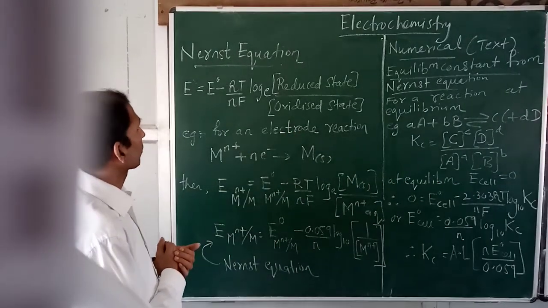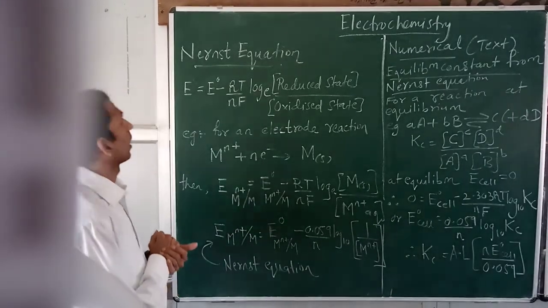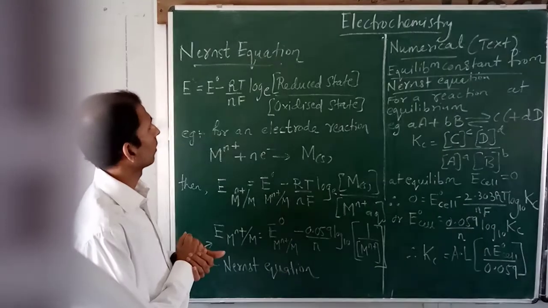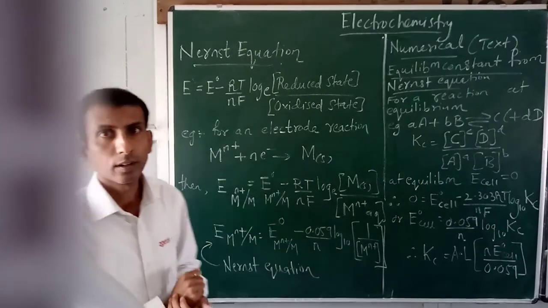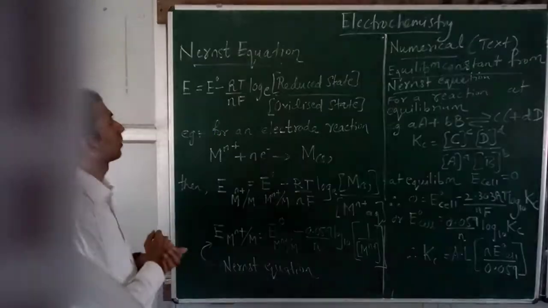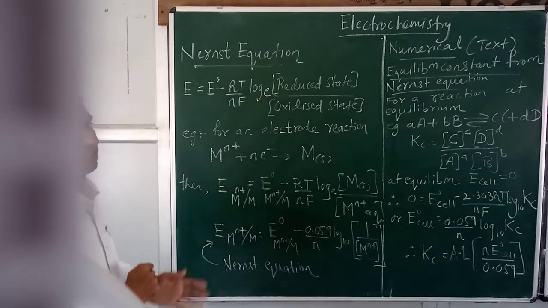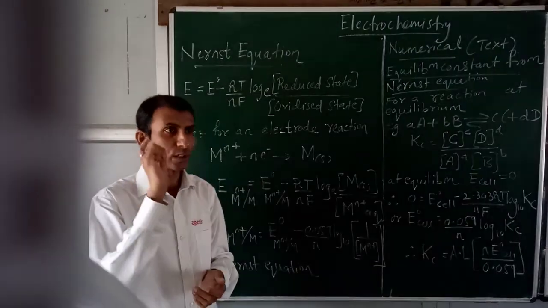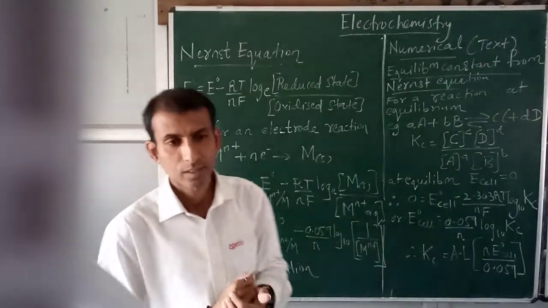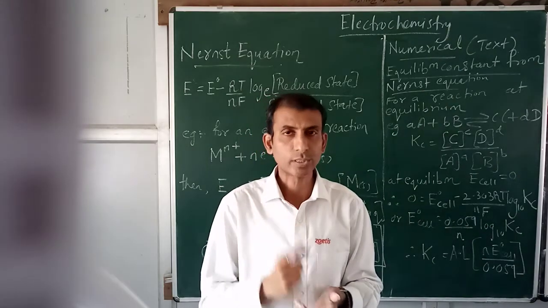Now we continue the concept of electrode potential, and here we have an equation which was given by the scientist Nernst. That's why the equation is called the Nernst equation. Now what is the equation? Let us introduce the Nernst equation in one sentence.